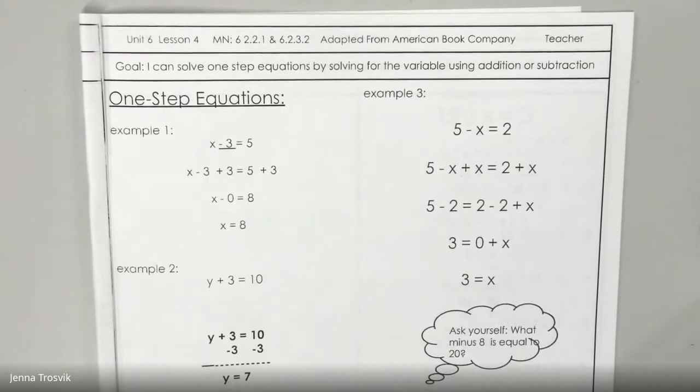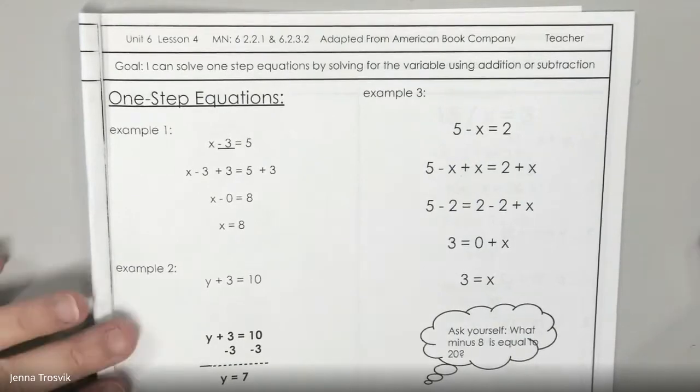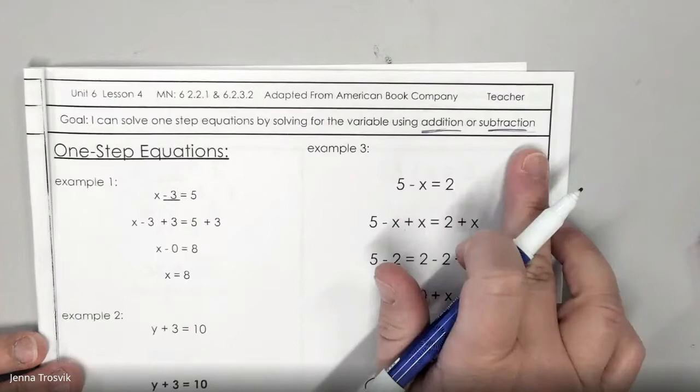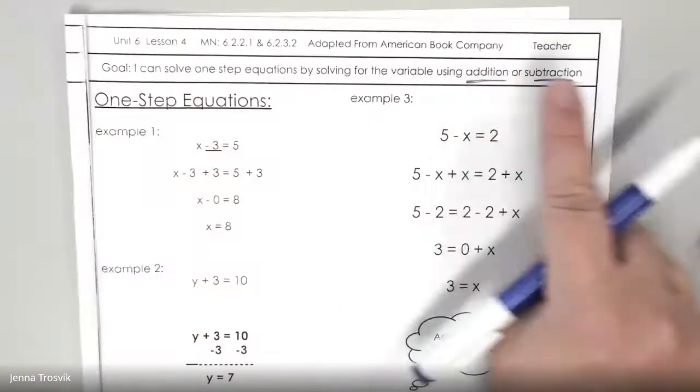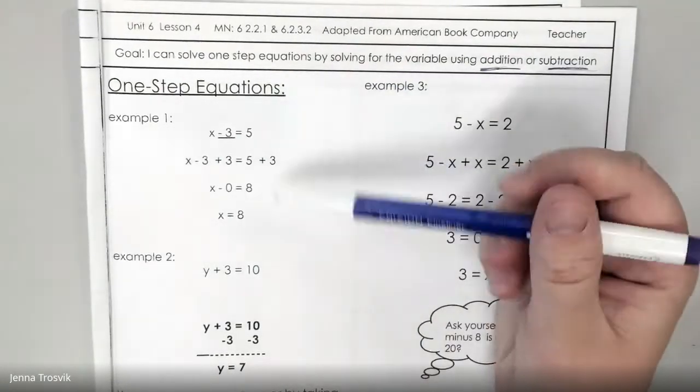We are starting with the easy peasy versions because addition and subtraction go hand in hand and they are the opposites of each other. So today we are working with addition and subtraction because they are opposites of each other. We are on lesson 4, teacher page. All right, so first step, one-step equations.